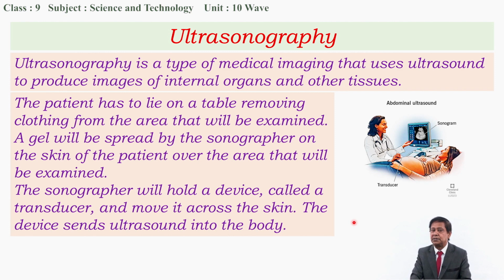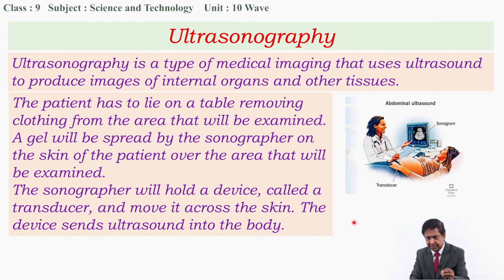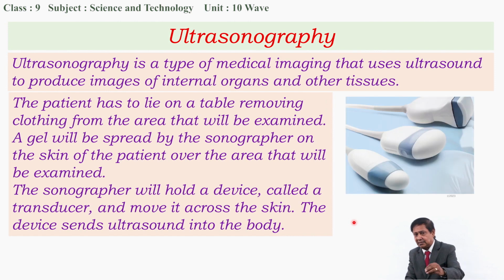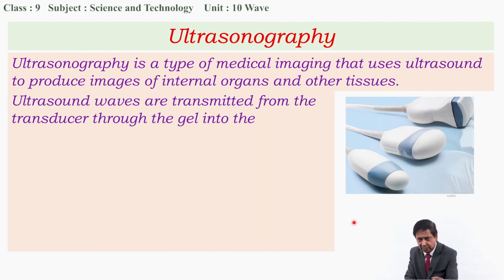The device sends ultrasound into the body. This device appears like this, and it sends ultrasound. Actually, an electrical signal is converted to ultrasound and sent into the body, targeted towards a particular part of the body, and when it strikes there, it is reflected back. This ultrasound is reflected back by that particular organ and comes back to the transducer, and the transducer receives it and again converts it to an electrical signal. This is transmitted from the transducer through the gel into the body.